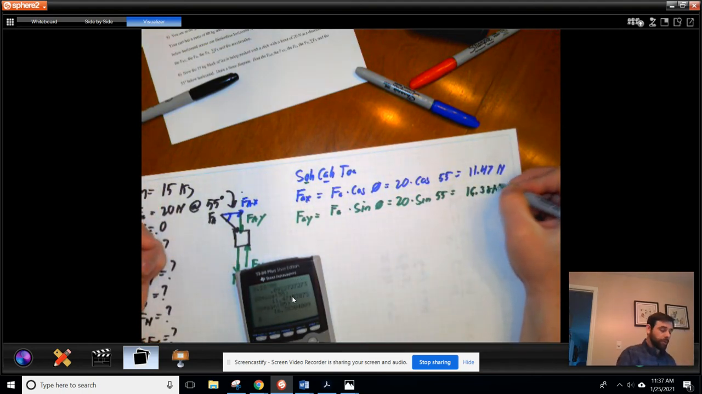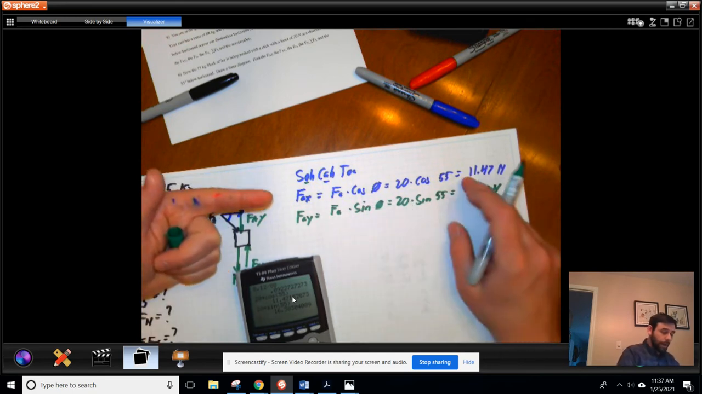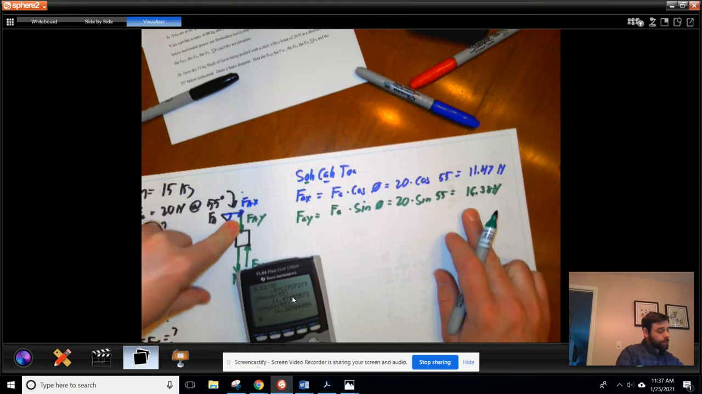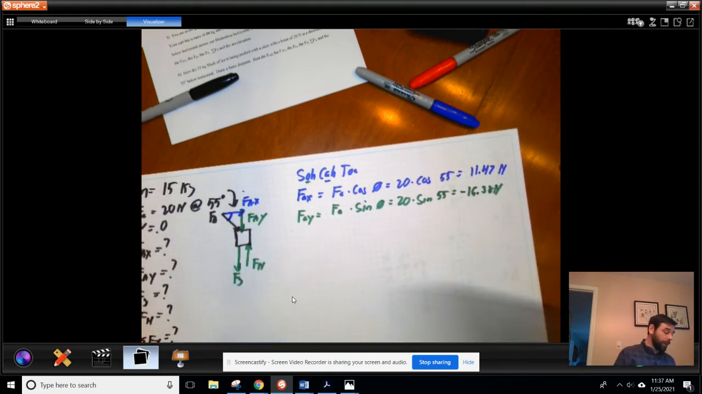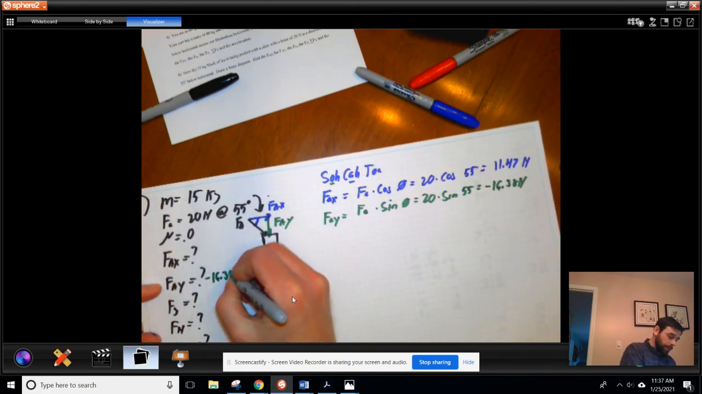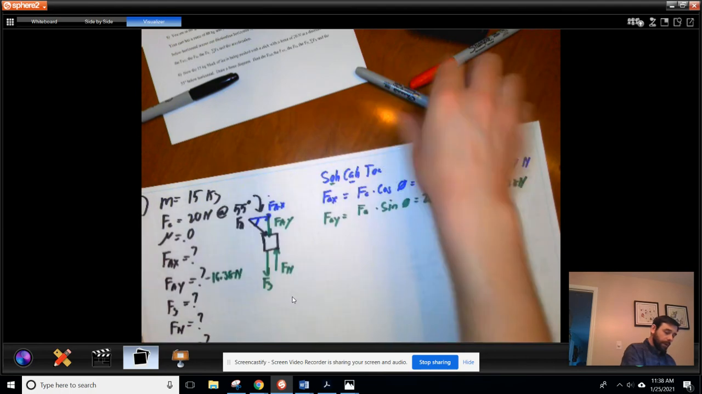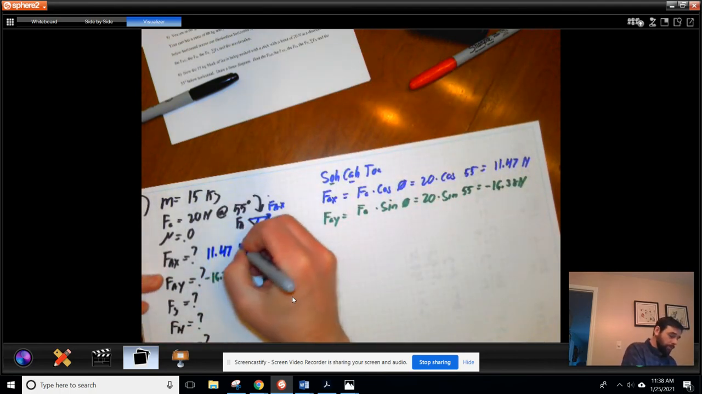16.38 newtons. All right, now thinking about this, FAX is acting to the right. That can be a positive number. This FAY is acting downwards. That should be a negative number. Okay, so FAY is negative 16.38 newtons. And our FAX is going to be 11.47 newtons.